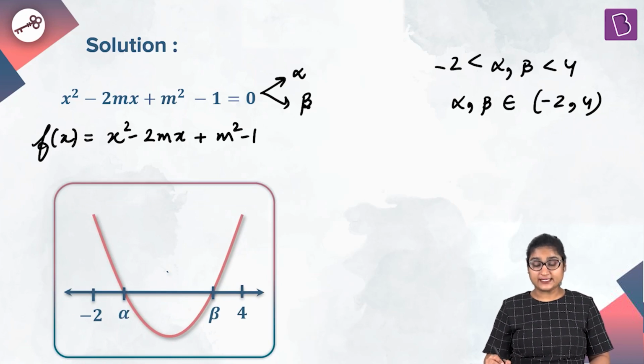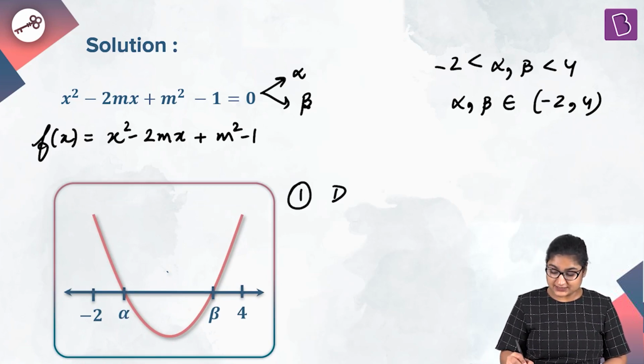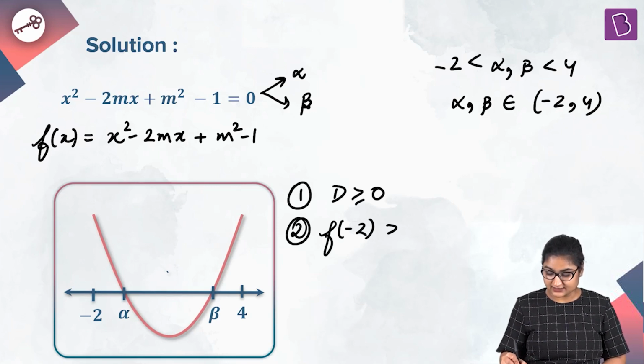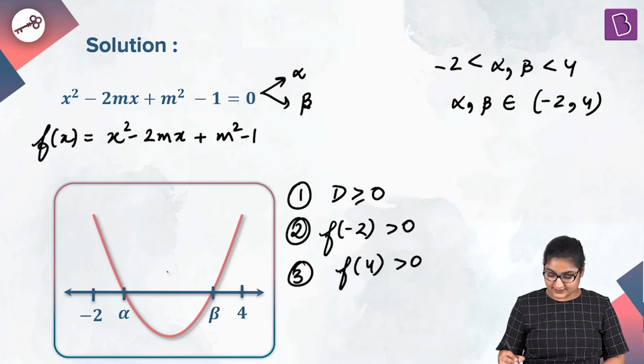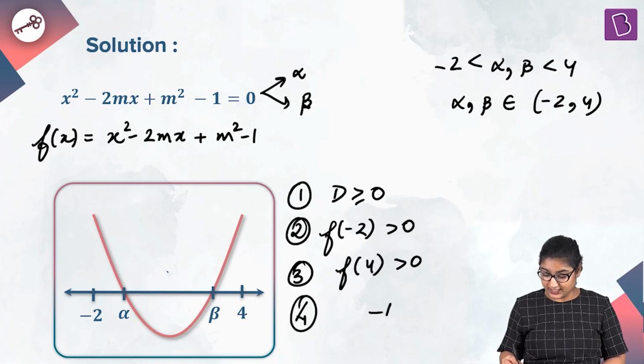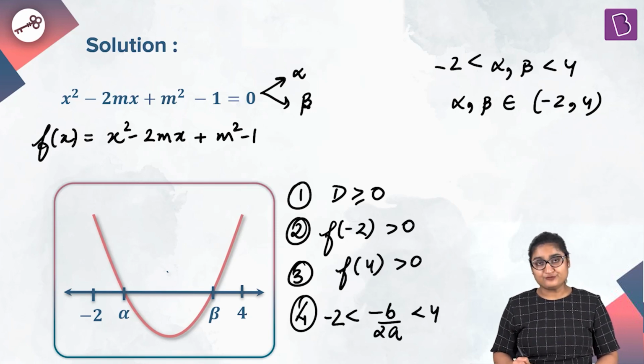Now from here we'll get the conditions. First condition is D greater than equal to 0. Second condition is f of -2 greater than 0. Third condition is f of 4 greater than 0. And the fourth condition is minus b by 2a, the x coordinate of the vertex, is greater than -2 and less than 4.